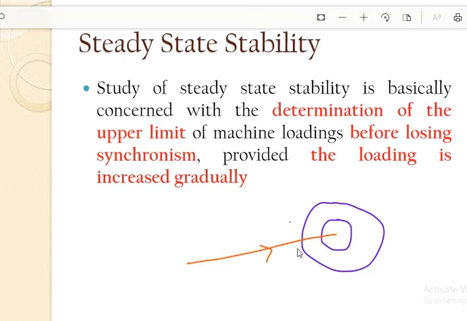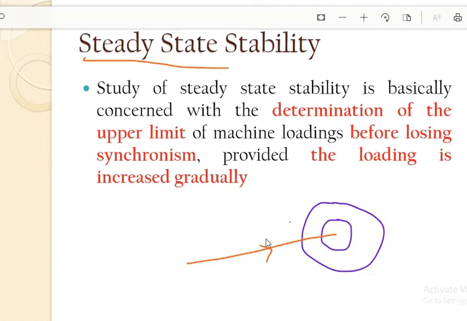Then some more disturbance occurs to your system. What happens? Again your system will move out of that particular speed and it will return back if the disturbance is very small. Gradually, if I am increasing the disturbance step by step, there is a limit, beyond which if I increase that disturbance, your machine will move out of synchronism and will not return to its initial state. Am I clear? So this type of stability or instability is called steady state stability.